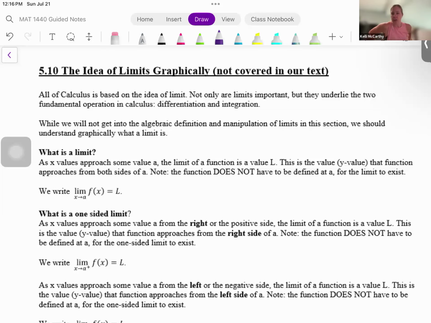In this video, we're going to introduce the concept of a limit. In calculus, everything that we learn is based on the idea of a limit. Not only are limits important, but they underline the two fundamental operations in calculus, differentiation and integration. So limits are a big concept in calculus. We're not going to get into the algebraic definition and manipulation of a limit, but we are going to look at understanding what a limit is graphically.